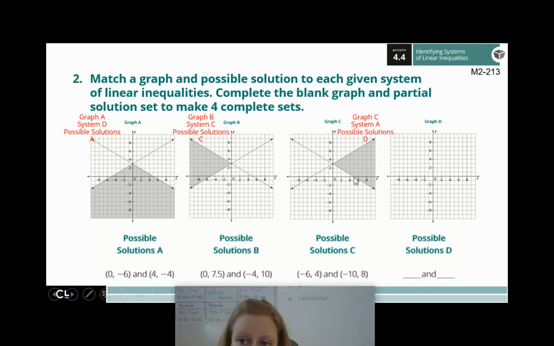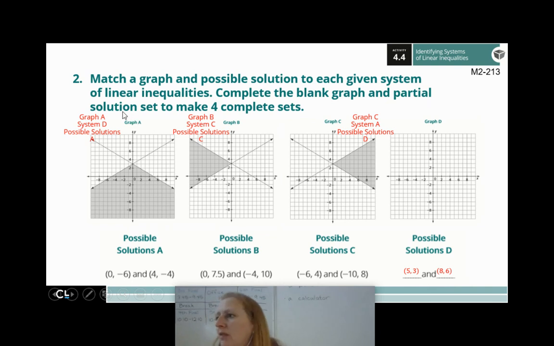I picked a couple. So I picked (5, 3). I was like, there's a solution, yay. I also picked (8, 6). There's a solution, yay. So I got to pick my own solutions for that one.